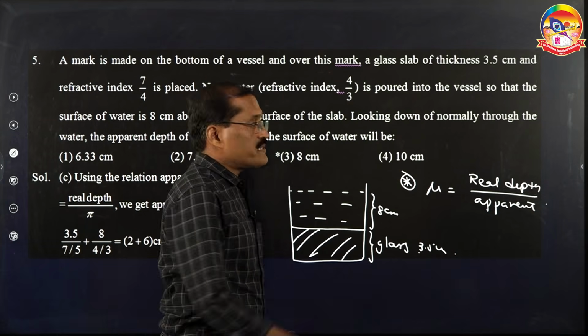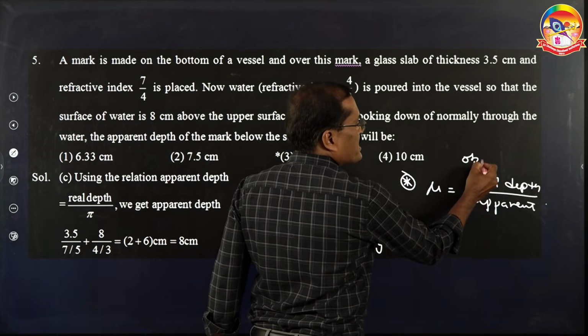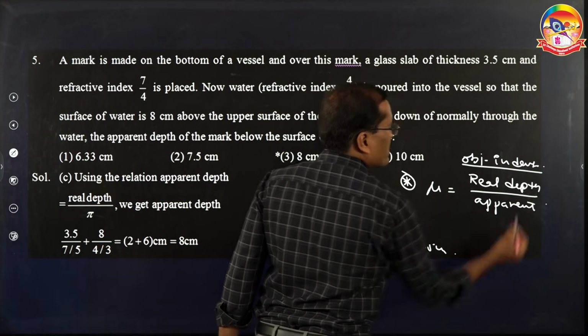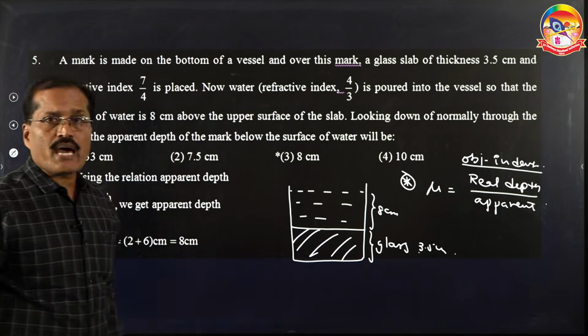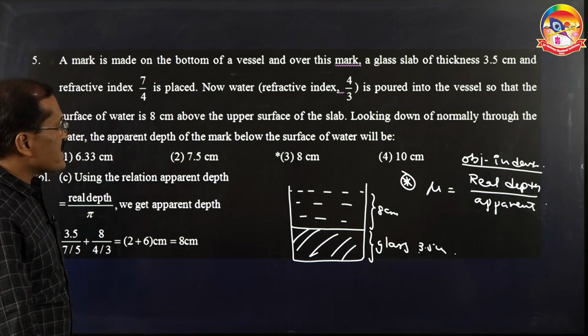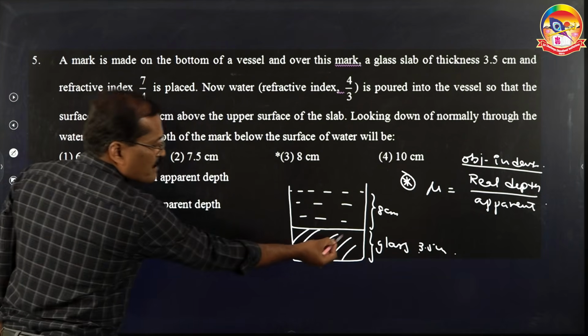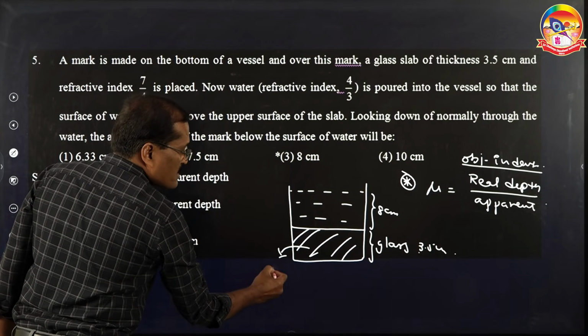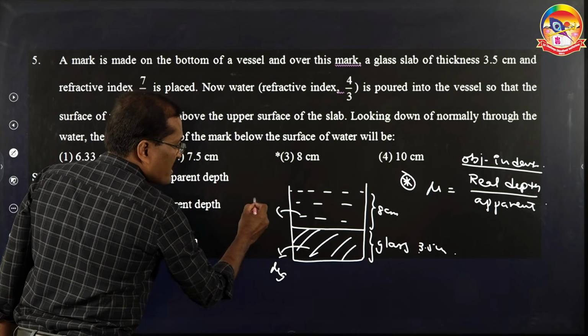When the object is in the denser medium, simply we can say that here, real depth by apparent depth. So let us take that here real depth is what? Real depth is 3.5 and 8 centimeter. These two are two different media. This is the mu of glass and the mu of liquid.